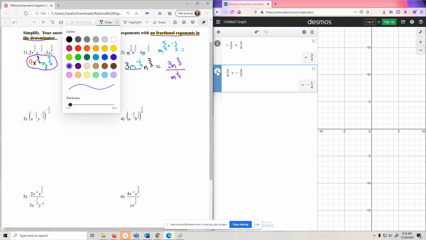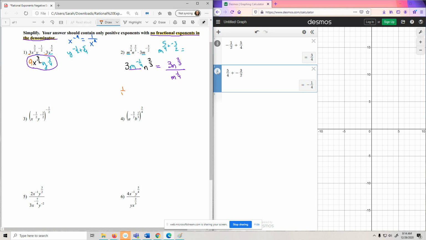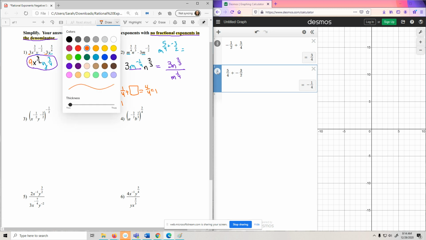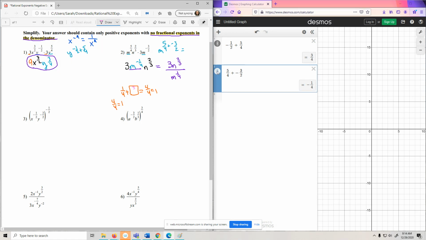What fraction do I add to 1 over 4 to turn it into a whole number? For whole numbers with denominator 4, 4 over 4 is 1. So what do I need to add to 1 over 4 to turn it into 4 over 4, which is 1? I need to add 3 over 4 because 1 plus 3 is 4. So I'm going to multiply top and bottom by m to the 3 over 4. Remember, you're multiplying by what we decided we needed to add on. And then I'm going to clean up my final answer.